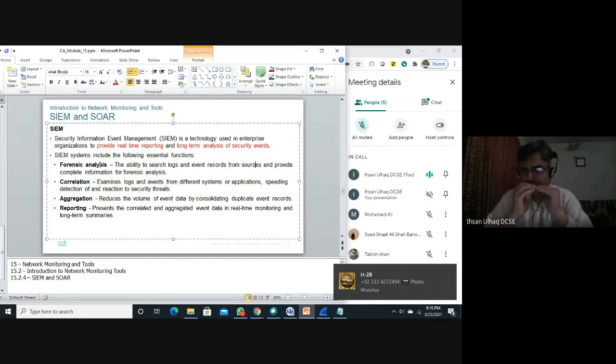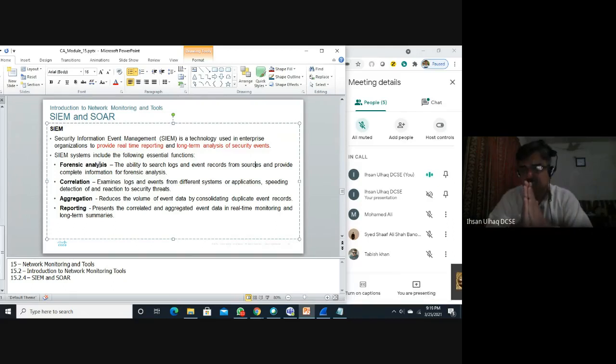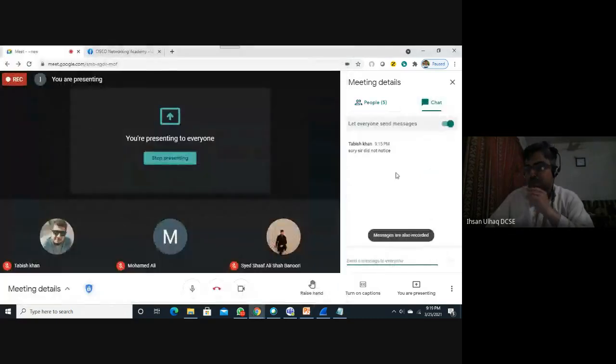So basically the job of this essential function of the SIEM is digital forensics. It may be used for correlation, it may be used for aggregation, it may be used for reporting, and these are very, very important tasks.